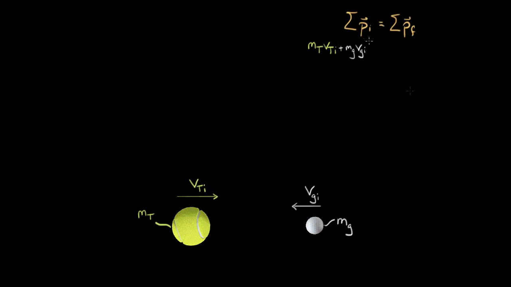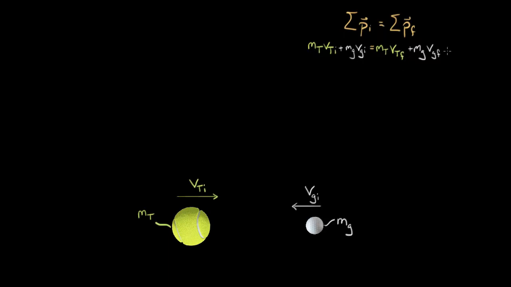And this is going to equal the final momentum of the tennis ball, mt times VT final, plus the final momentum of the golf ball, mg times VG final. And it's good to keep track of your unknowns. Right now, I don't know the final velocities. I'm given all these initial values of the velocity and the masses, so those we can consider given up here.